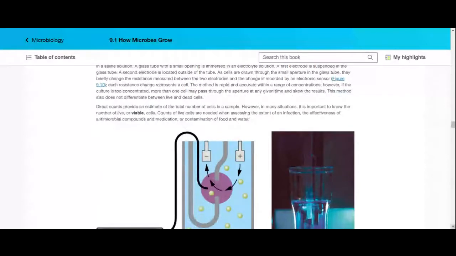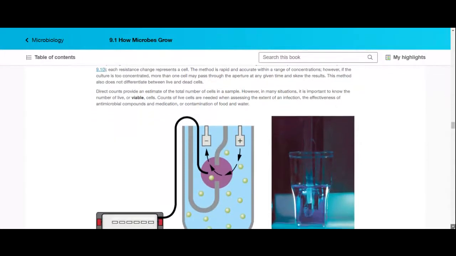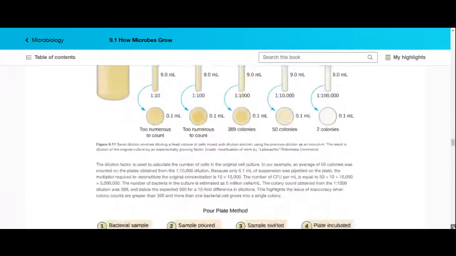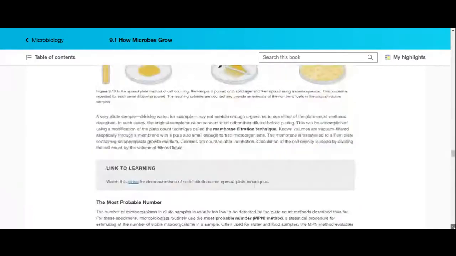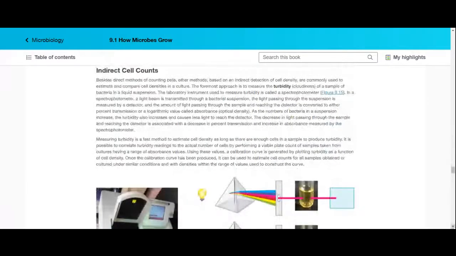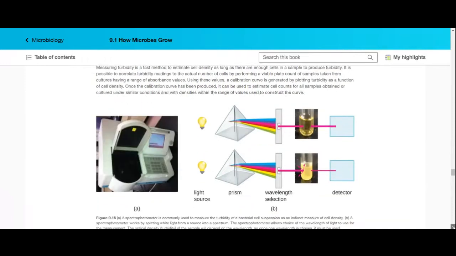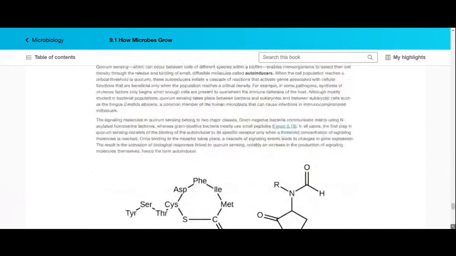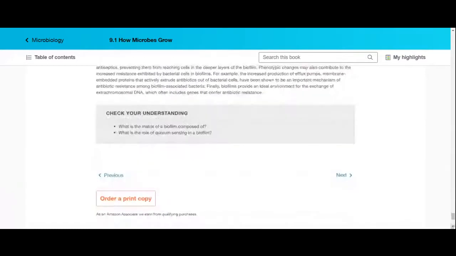Really, what we do is when we look at our tubes, and I've mentioned this several times, we talk about the turbidity, the cloudiness, and that's a measure of how many bacteria there are. So it's an indirect method. Okay, the turbidity, how cloudy is the tube. Okay. Not going to go over biofilms. You've watched a couple of videos about that.